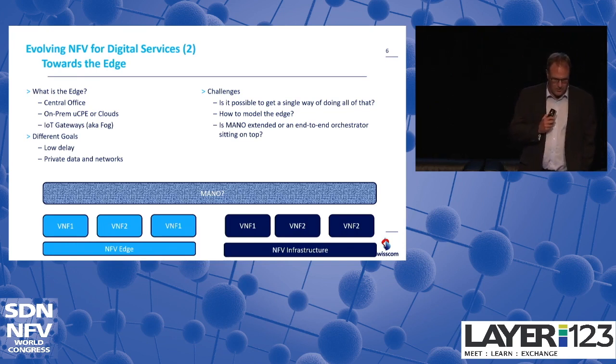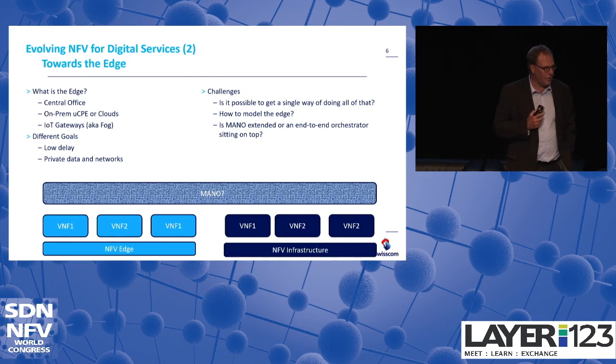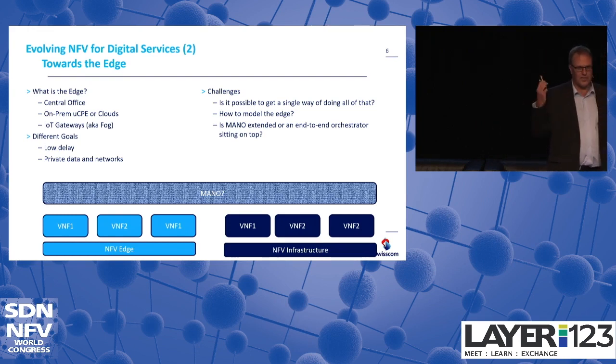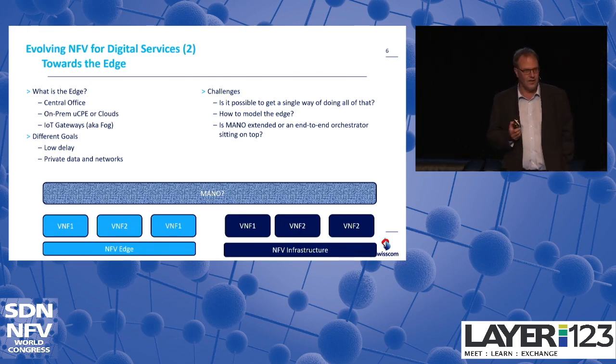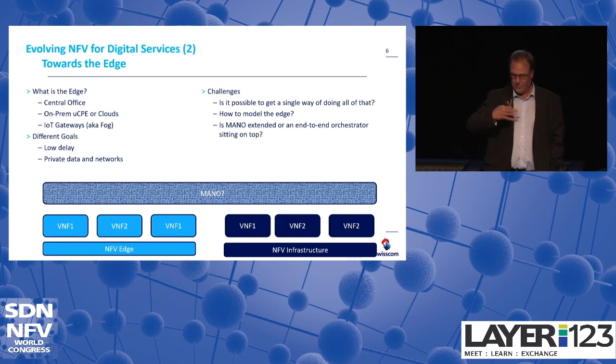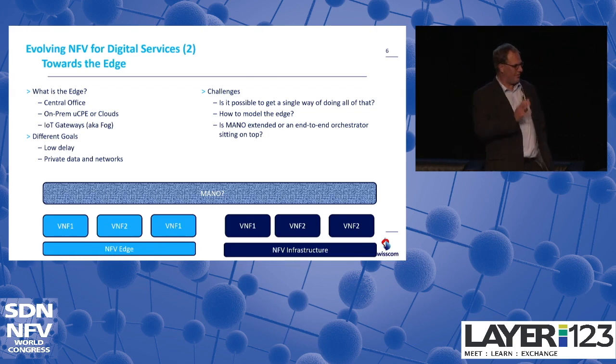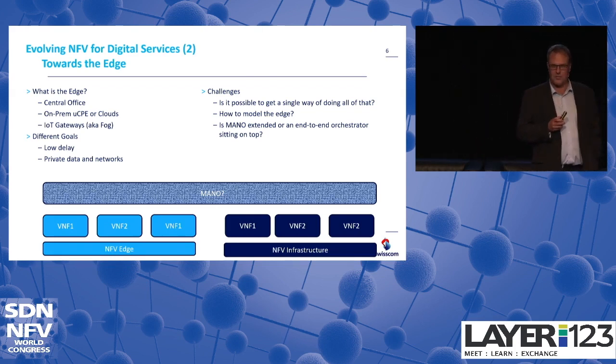Still, we want to go into the edge, and there are different things we want to do. One thing for us, edge can be the central office. In the previous session, Deutsche Telekom talked about the Access 4.0 project they are doing. We're going to have an example on that as well. In another example, we're going to bring on-premise universal CPE or cloud technology, which can be regarded as edge as long as it's managed from our side. And there is a lot of talk about IoT gateways or fog computing or whatever you want to call it. So that can be edge as well.